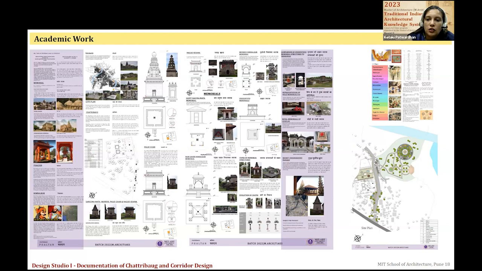So this is the precinct that they documented, and they designed this corridor, and we made an attempt to read the Garud Puran to understand the ideas of death in the Indian context. And based on that, this corridor was designed as a design expression, because there are these samadhis and something related to death. So this kind of a campus was designed as a project in the first semester.